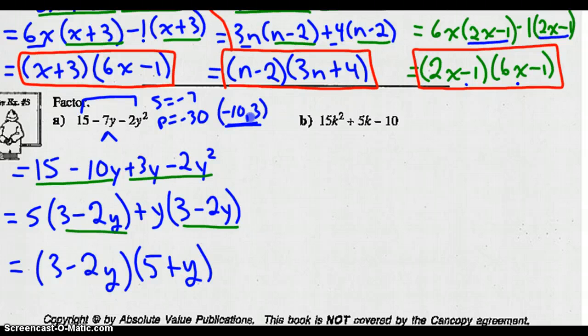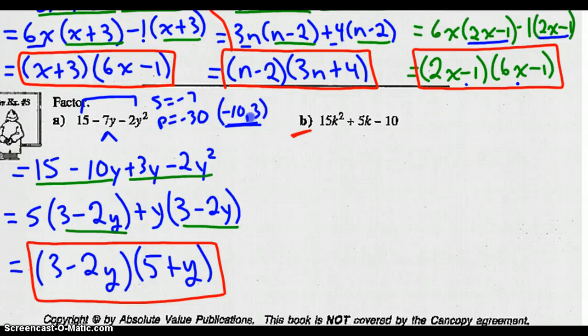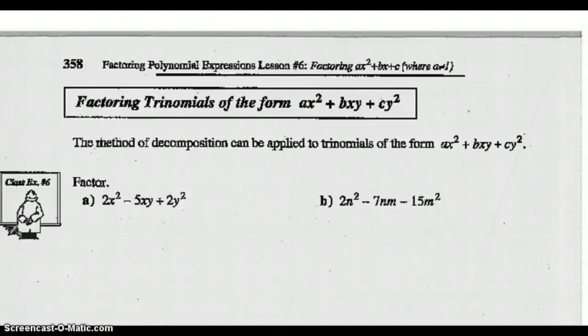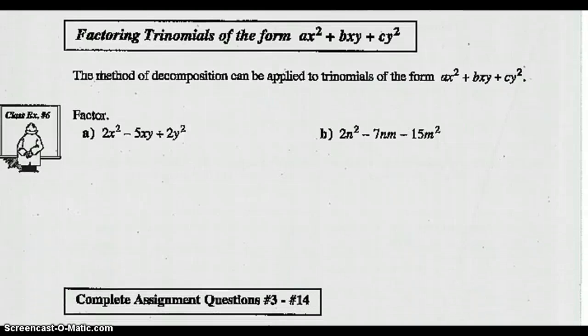All right. So all I want you to do for homework, I would like you to try example B right here, and on the next page, try to factor the two questions in example 6. Try and factor A and B on this page. We'll look at them tomorrow in class and we'll go from there. See you then.